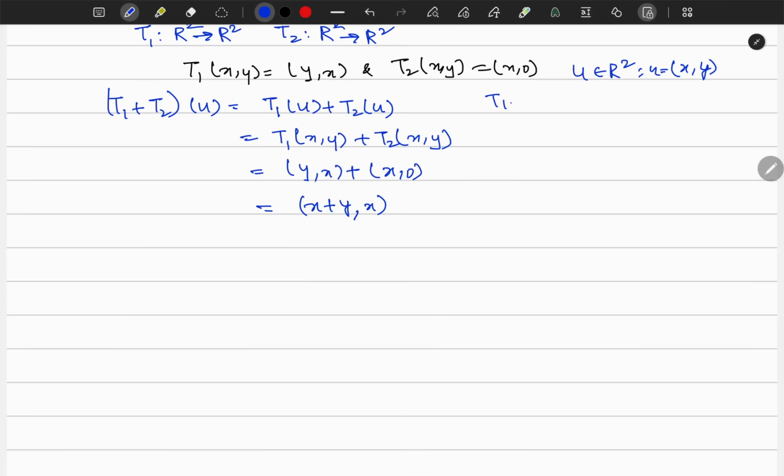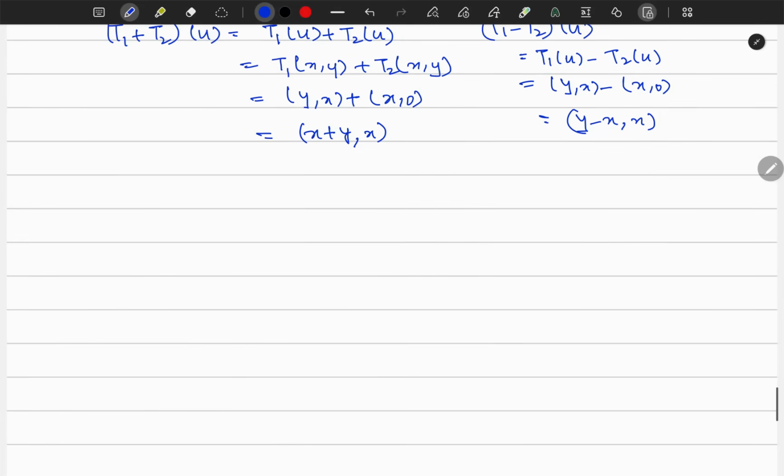Similarly, you can do T1 minus T2 of U. That is T1 of U minus T2 of U. That is y minus x, comma x minus 0. So y minus x comma x, this is T1 minus T2.